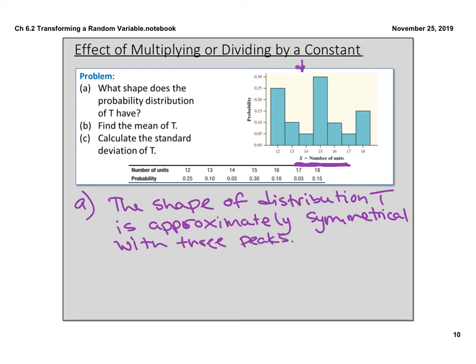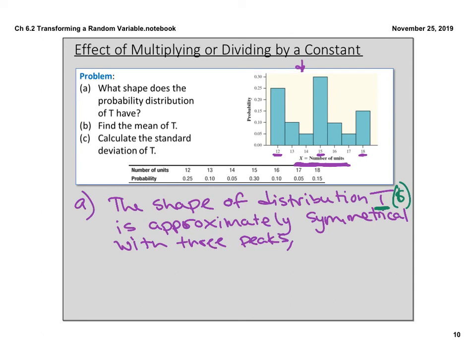Now here's the thing. We have to figure out what those peaks are because it's good to list those peaks out. And we're looking at the money side of it, not the credit side of it. So if I want 12, 15, and 18, bust out your calculator and multiply all of those by 50. 12 times 50 is going to be 600. 15 times 50 is going to be 750, and 18 times 50 is going to be 900. So I'm looking at dollars now for distribution T, the tuition cost.